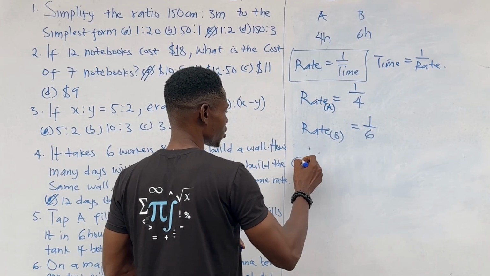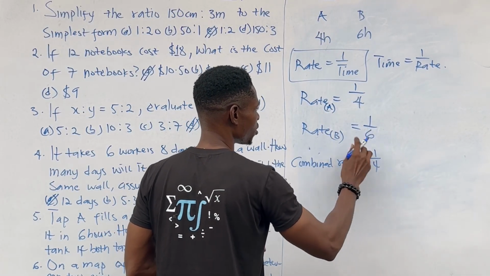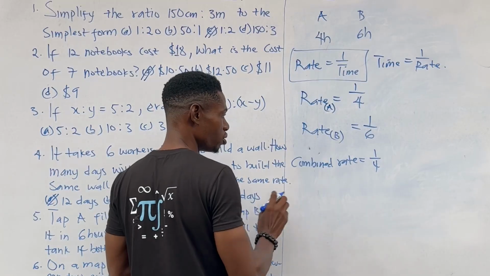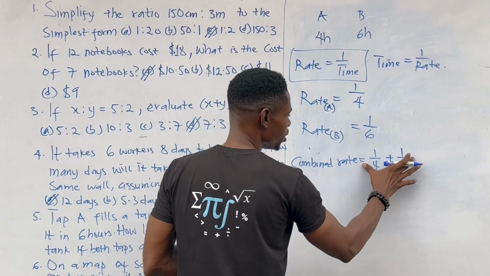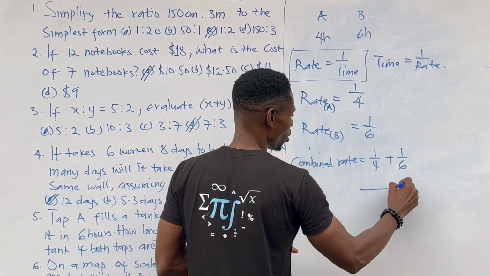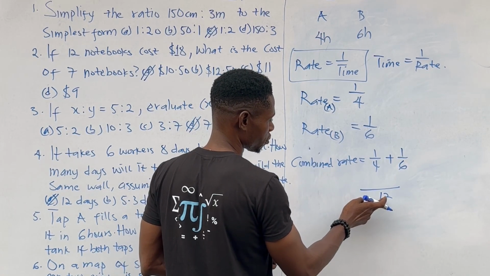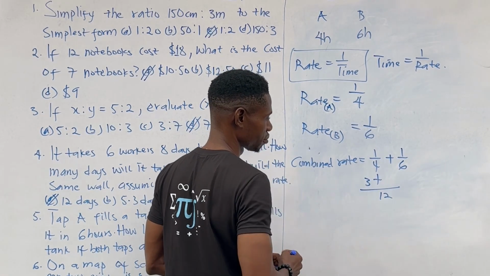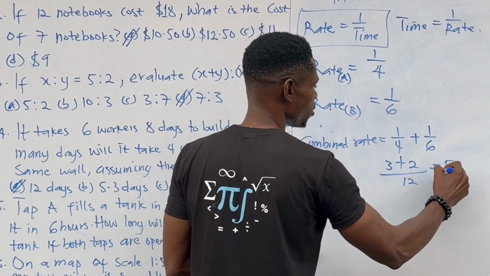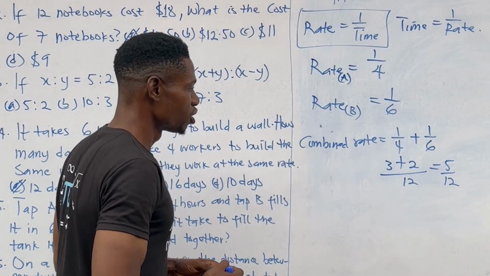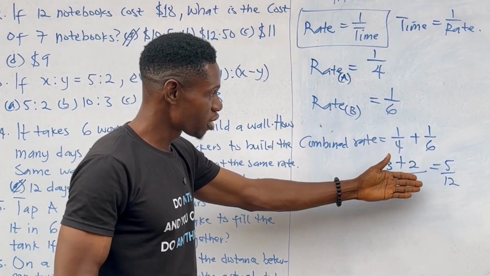So combined rate will be 1 over 4, that's the rate at which A will fill the tank alone, plus the rate at which B will fill the tank alone, 1 over 6. Remember, when you are adding or subtracting fractions, you use LCM. So our LCM of 4 and 6 will be 12. 4 in 12 is 3. 3 times 1 is 3. Plus 6 in 12 is 2. 2 multiplied by 1 is 2. And that will give us 5 over 12. So the rate at which both A and B will fill the tank together is 5 over 12.